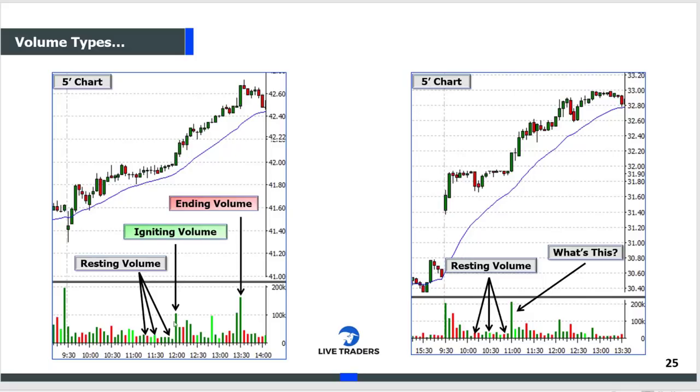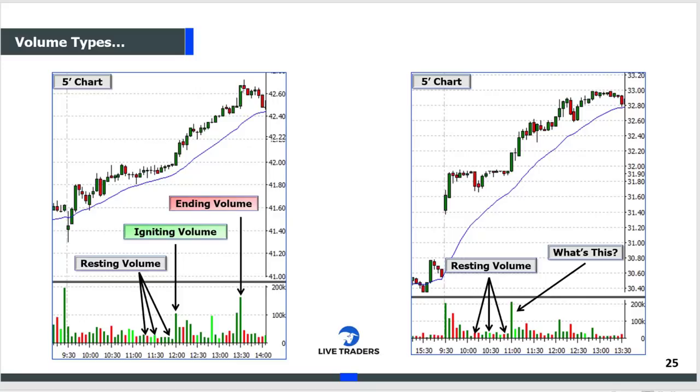Because remember, guys, this type of volume on a stock, 100,000, 200,000 shares, this is institutional commitment. This isn't your mom and pops buying this thing. And then you get a little bit more of that igniting volume. And then as you get really up, really extended, right there, what do you get? Massive volume pop. That's an ending volume, guys.